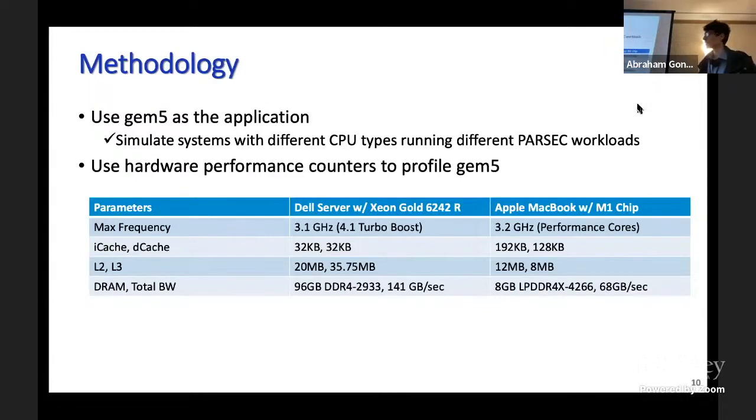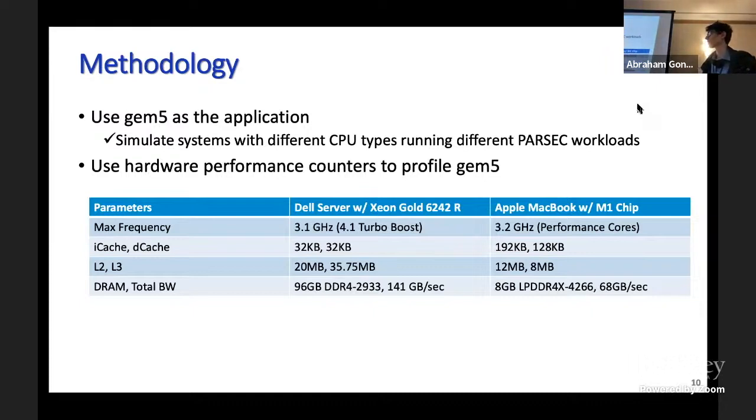So we decided to treat Gem 5 basically just as an application, and the parameters that we changed for the application itself were the different CPU types that were simulated using Gem 5, and then the PARSEC workloads that we ran on top of Gem 5. And we used hardware performance counters through VTune and perf to collect our results.